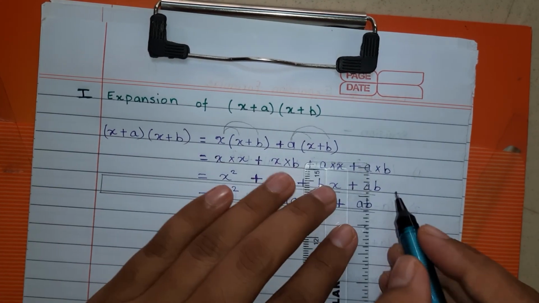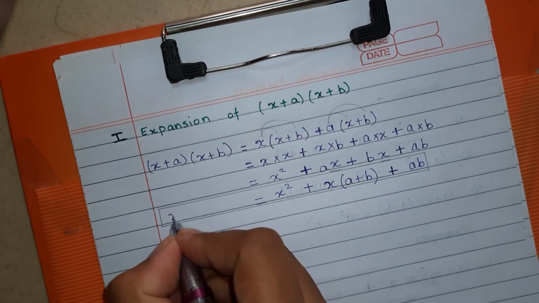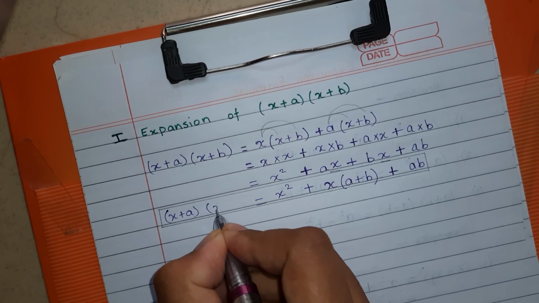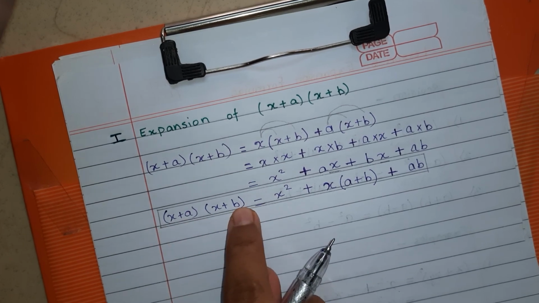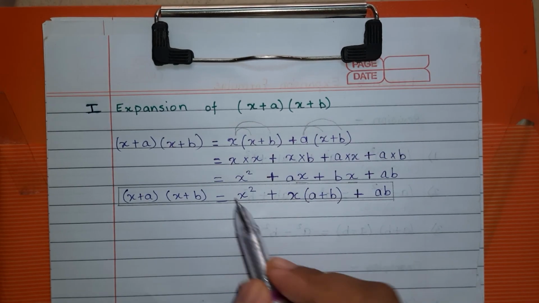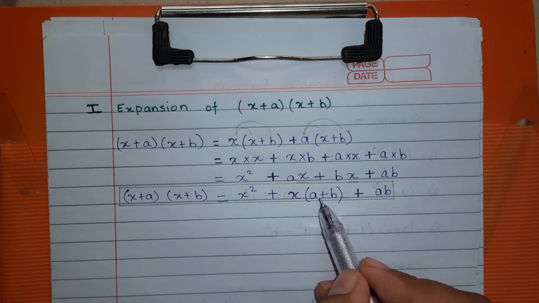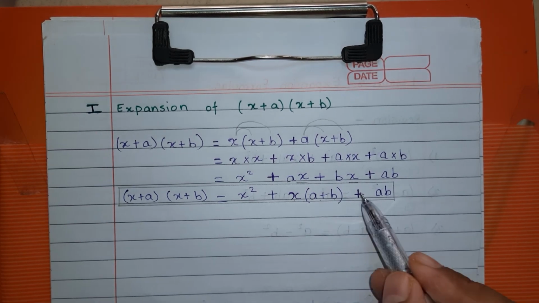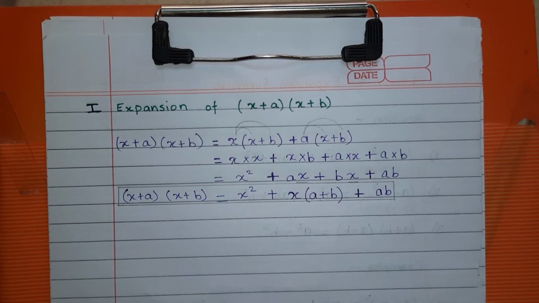If the question comes in the type x plus a into x plus b, means first term is same in both the brackets, second term is different and both the brackets have plus sign, then the answer will be first term square plus first term into a plus b plus a into b. This formula you have to learn, and in the next lecture we will see the examples based on this formula.